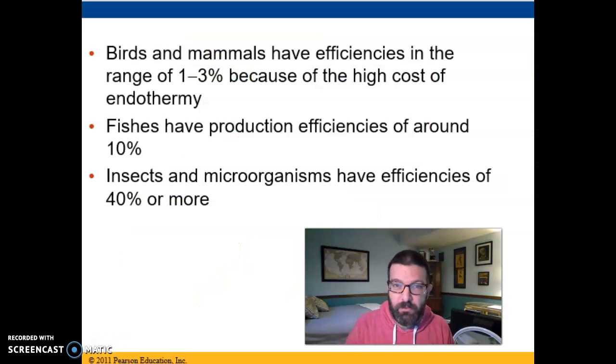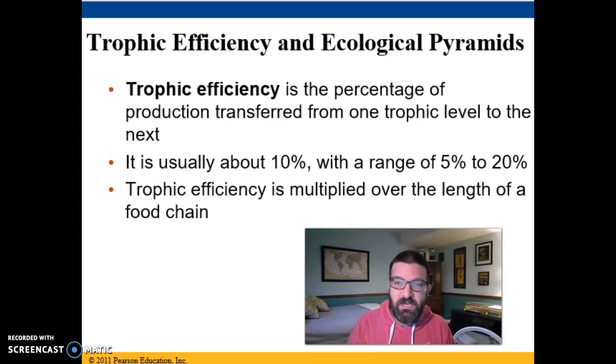Those efficiencies depend upon the organism. Birds and mammals have very low efficiencies because of endothermy. We use a lot of that energy for cellular respiration just to maintain our body heat. Fish have production efficiencies of around 10% or more, and insects and microorganisms are often at 40%, which is very high. But typically this efficiency of movement of energy from one trophic level to the next is about 10%. It's just a good rule of thumb. It can range from about 5 up to 20, more or less, but usually, just as a rule of thumb, about 10% is a good back-of-the-envelope way to calculate this stuff.